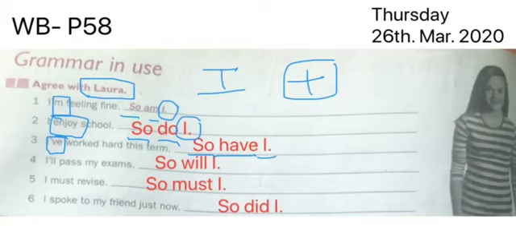Number 4, I will pass my exams. "I'll" is an abbreviation of "I will." So we already have an auxiliary verb, which is the modal verb "will," and we start with "so" because it's an affirmative statement, and then the subject "I." Number 5, I must revise. So then the modal verb "must" and then the subject "I."